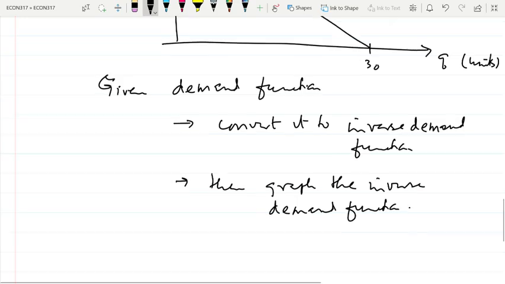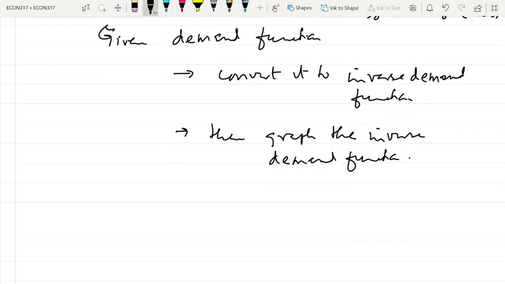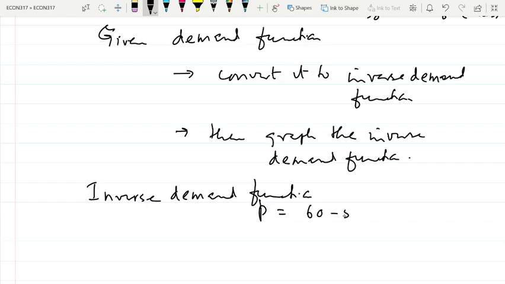It is also possible, in case we are given the inverse demand function, then drawing the graph is straightforward, but we could compute the demand function based on the inverse demand given to us. So let's take an example of an inverse demand function. Price equal to 60 minus 5Q.